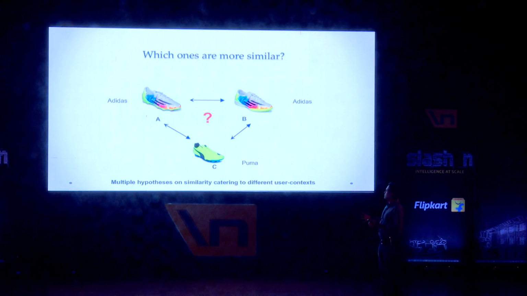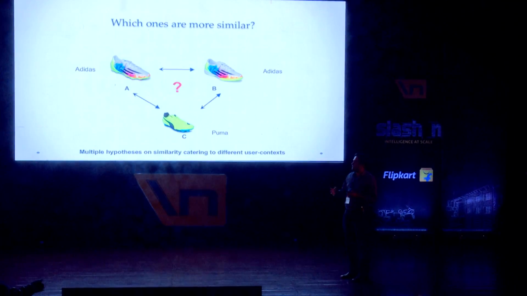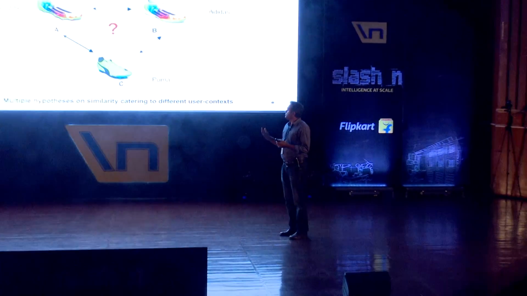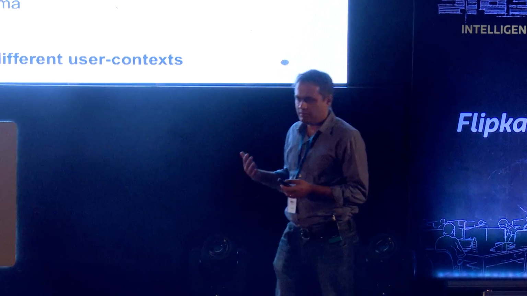And the answer is, look, it depends on the context, right? If the person is looking for a very specific functional running need, A and C have those cleats. They are basically running shoes, and hence maybe C is what I would recommend to the user.